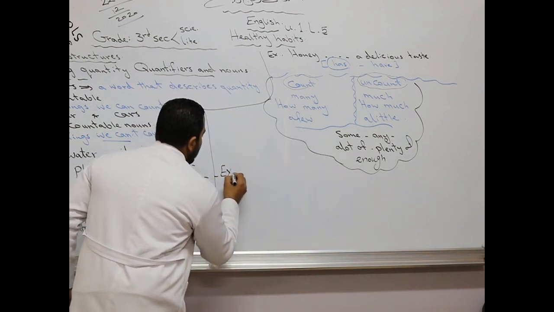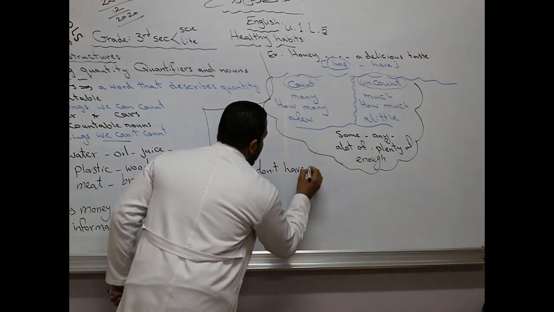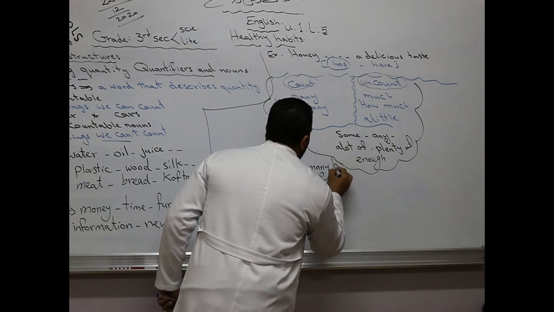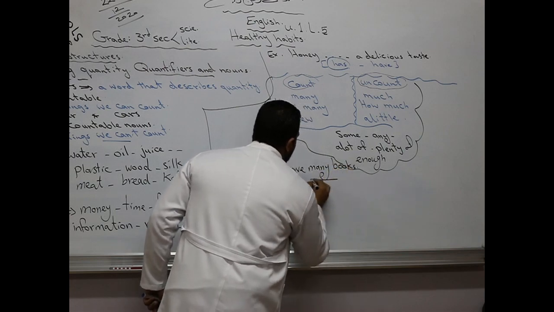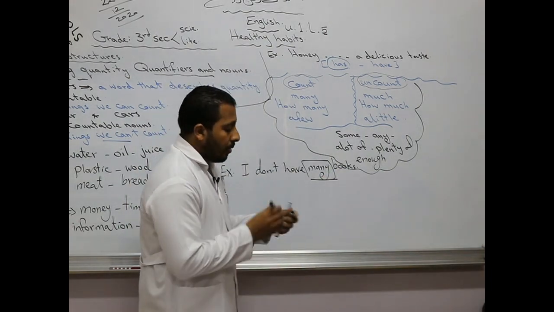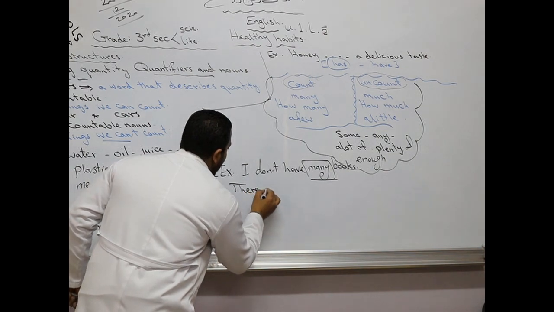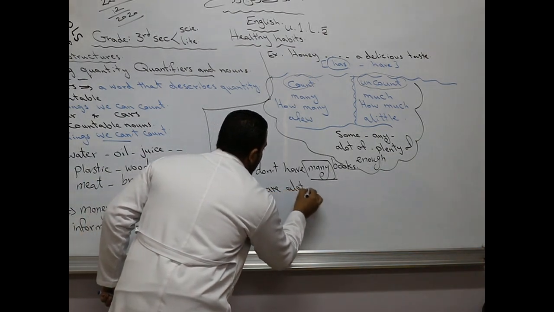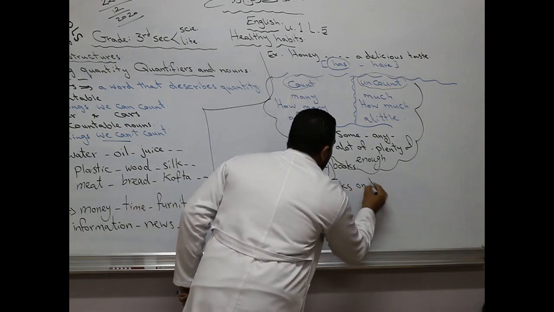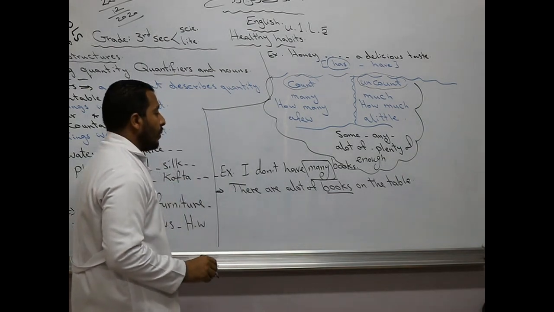For example, I don't have many books. So the word many can be used with countable nouns. There are a lot of books on the table. The word books can be counted, so we can use a lot of.